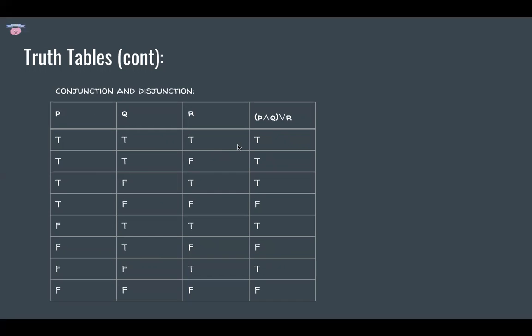It's a conjunction and disjunction. This one is much more complicated, and I'm not going to explain it fully, but P and Q must be true for this part to be true. And P and Q or R must be true. It's extremely confusing, so I'm not going to explain it, but you can copy this down if you want to.